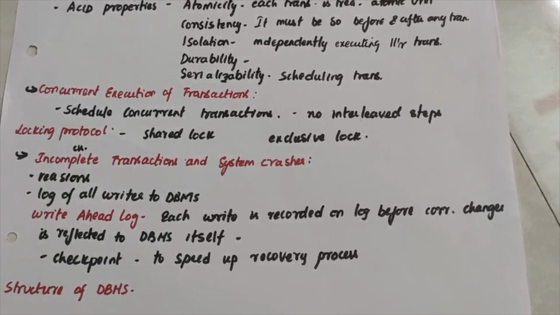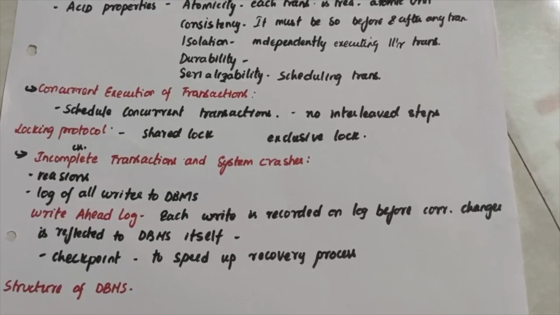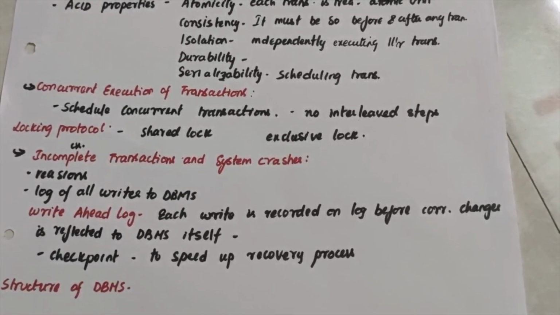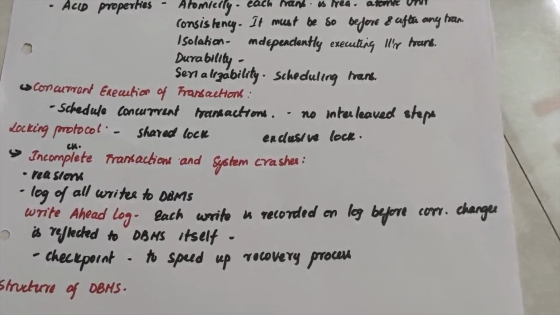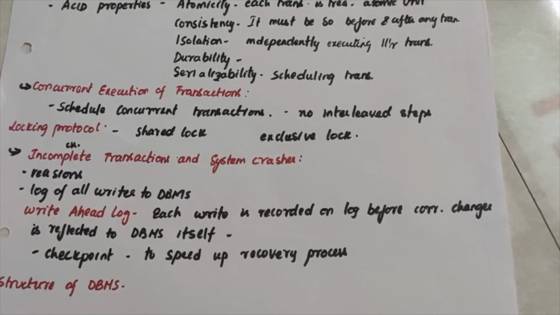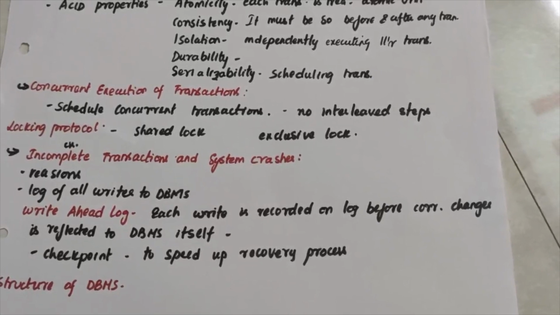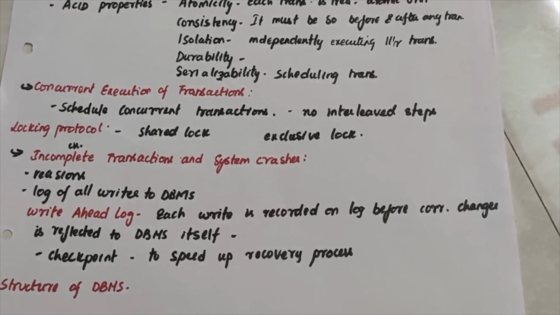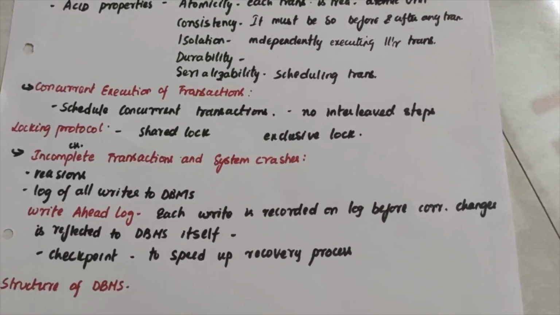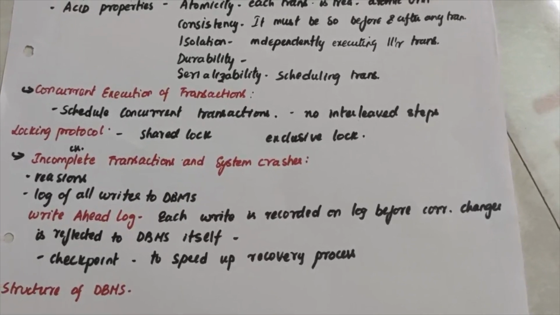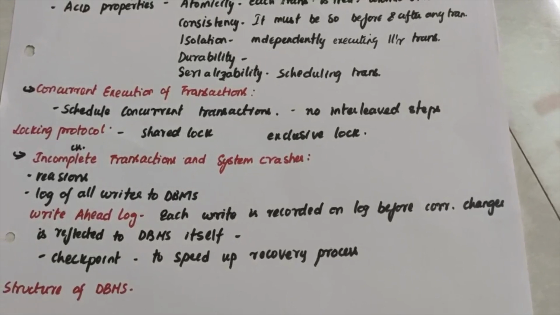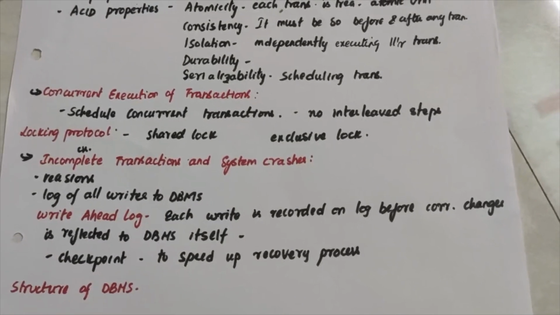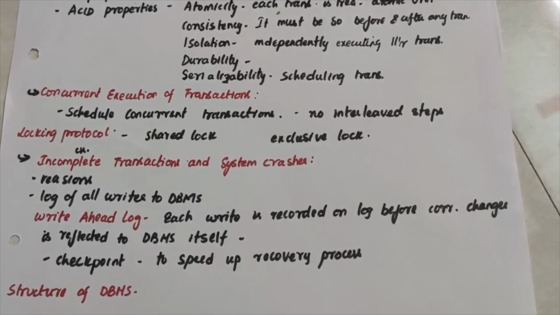The next aspect is incomplete transactions and system crashes. There can be any number of reasons for incomplete transactions, one being hardware reasons like a power failure or a system crash or some network issues. And another reason is the steps of transactions leading the DBMS to an inconsistent state. That can also be a reason for incomplete transactions. So such incomplete transactions must be removed from the database so as to maintain the consistency of the DBMS.